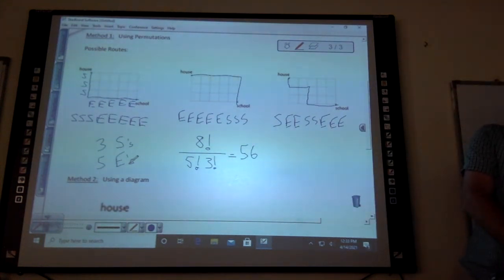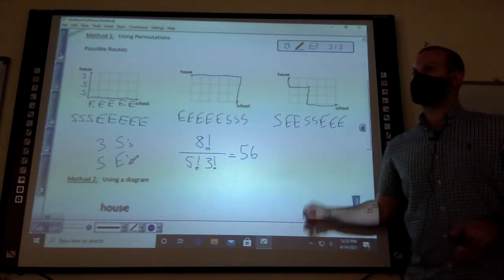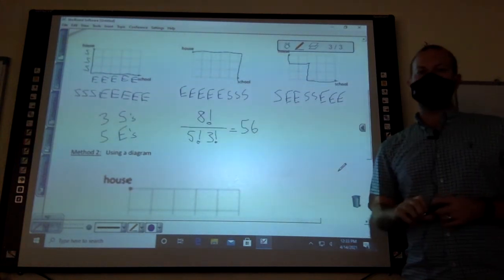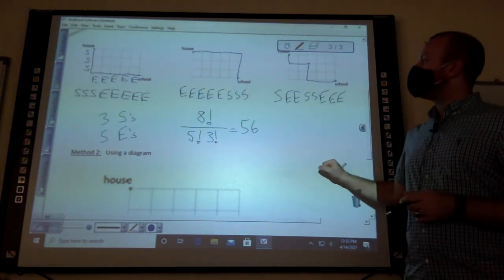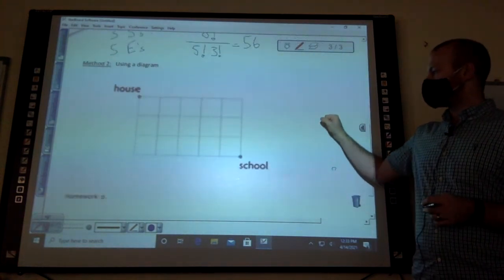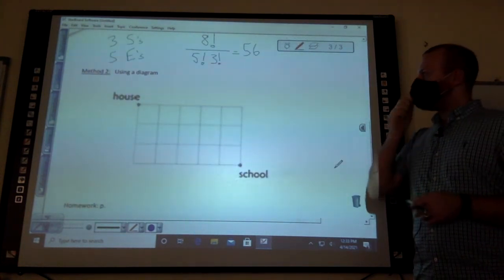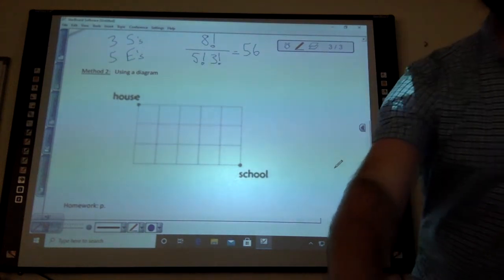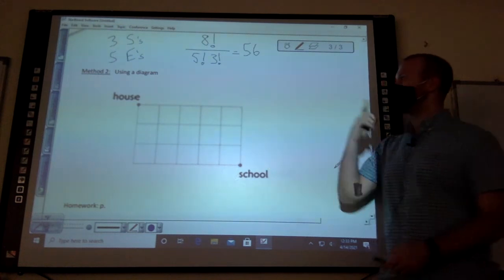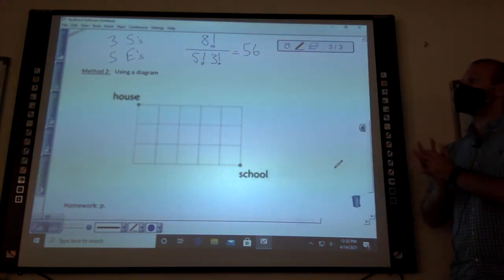Any questions with this? Okay. The other method with doing the diagram is a little bit more complicated concept-wise. I'll show you it, and then we'll see if you like it or not. Some people like this one more. I like this one more than the other one, but most people prefer the top one.